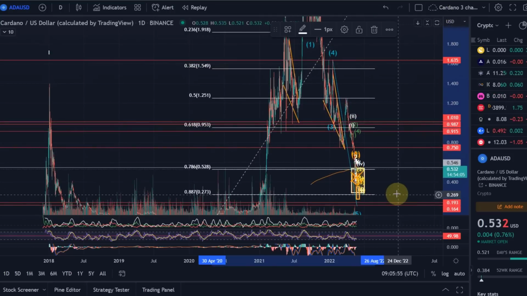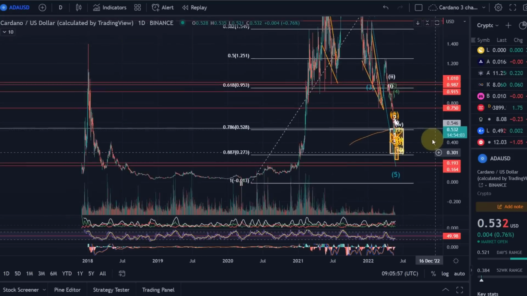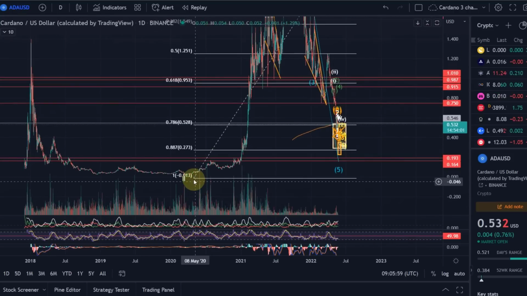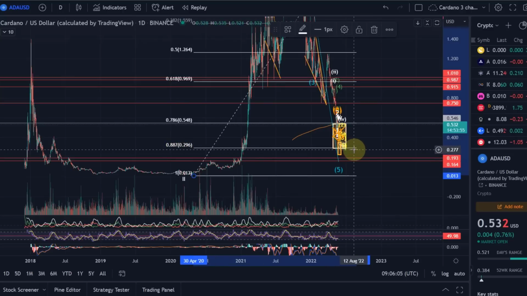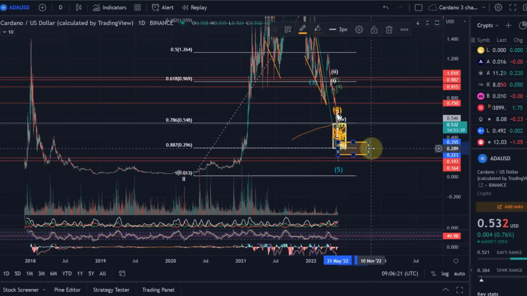So if I draw those Fibs, I've done it too accurately now. So here around 29 cents is the 88.7% Fib level. We will probably drop below it in one of these, if we don't find support above it, then we could go down as low as 22 cents in this current scenario. Now that wouldn't be a disaster. It wouldn't be great, but it wouldn't be a disaster.